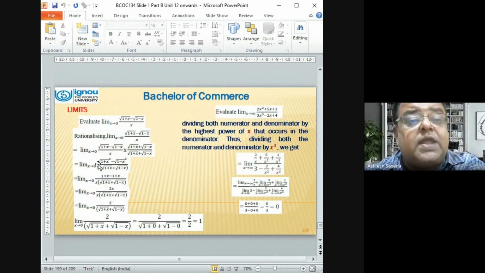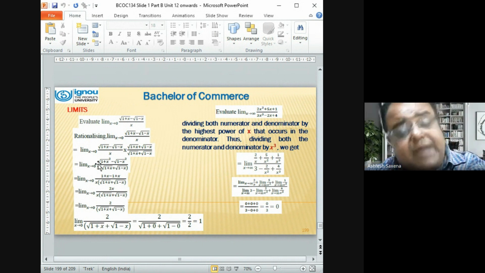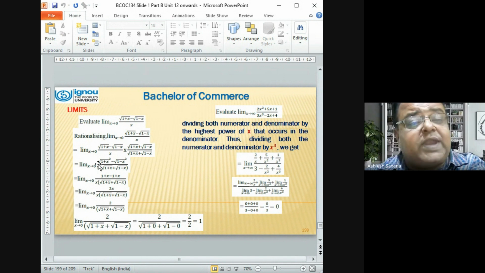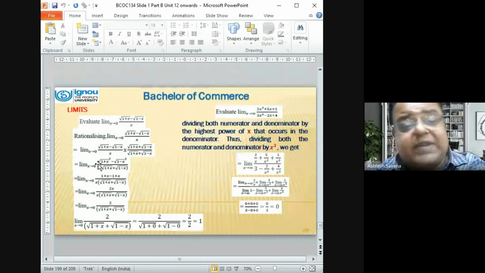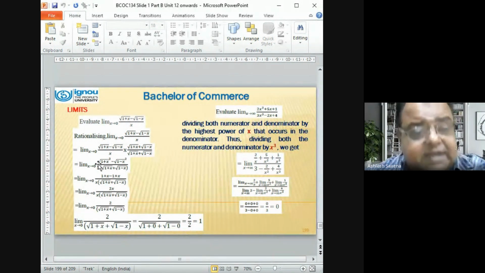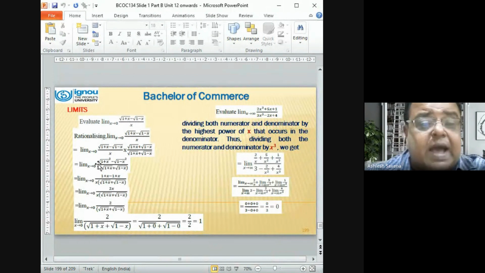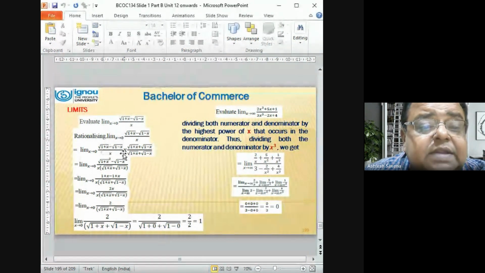This is for the limits. If a problem is given to you and it has under roots, and when you apply limit x tends to 0 to it and it becomes 0, you have to rationalize it. And the rationalization is done by the opposite sign of what is given over here. Here you can see it is minus. So we will be rationalizing this with the opposite sign.